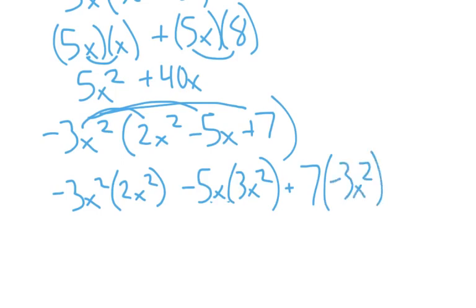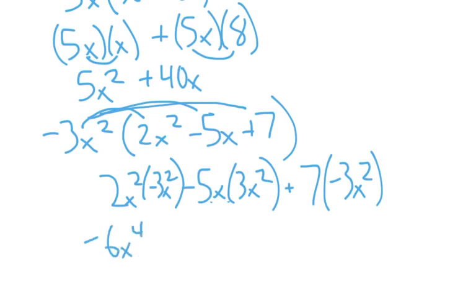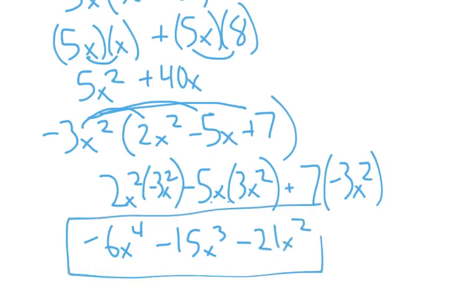And then just for consistency's sake, I'll write this in the other order as well. So I'll take the 2x squared times negative 3x squared. All right, now I can just multiply the numbers and the variables together to get negative 6x to the fourth minus 15x to the third minus 21x squared. There we go. Box it, walk away. So you're using rules of exponents and you're multiplying numbers.